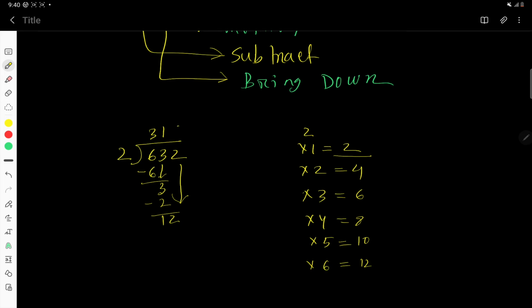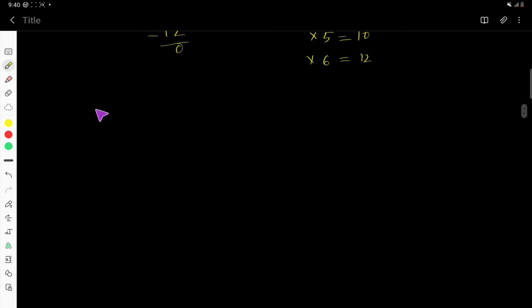6 times. So write 6. 6 times 2, 12, then subtract, so 0. So you don't have any remainder here, right? So this is one of the examples of long division for a 4th grade student. Let us take another example so that you can have confidence. How to divide this number?